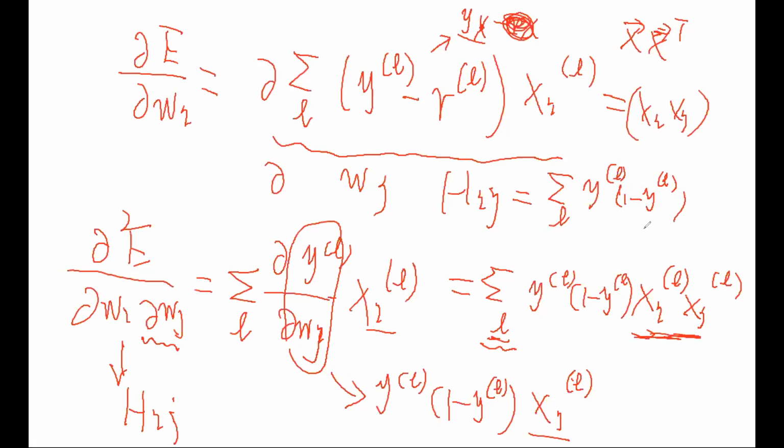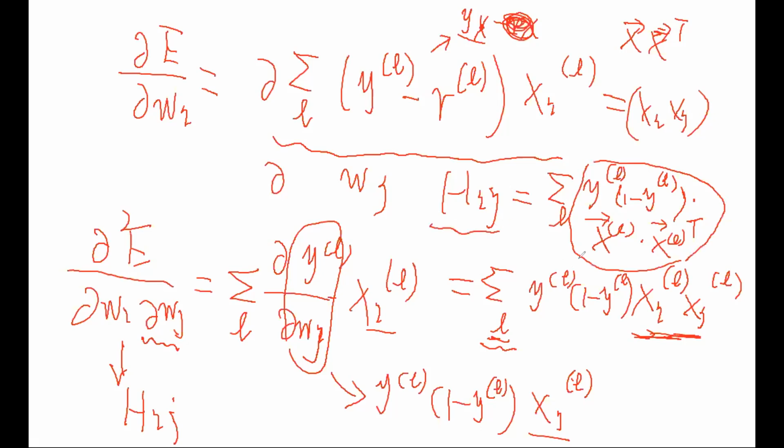Times x_l, so this is the feature, times x_l transpose. Basically, each term is for one row. It can be a matrix. It's a summation of all those matrices.